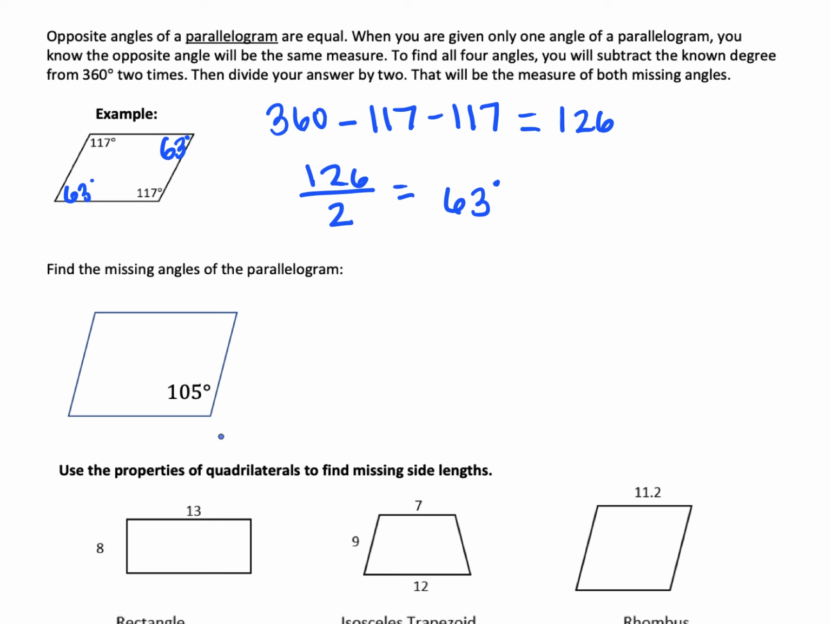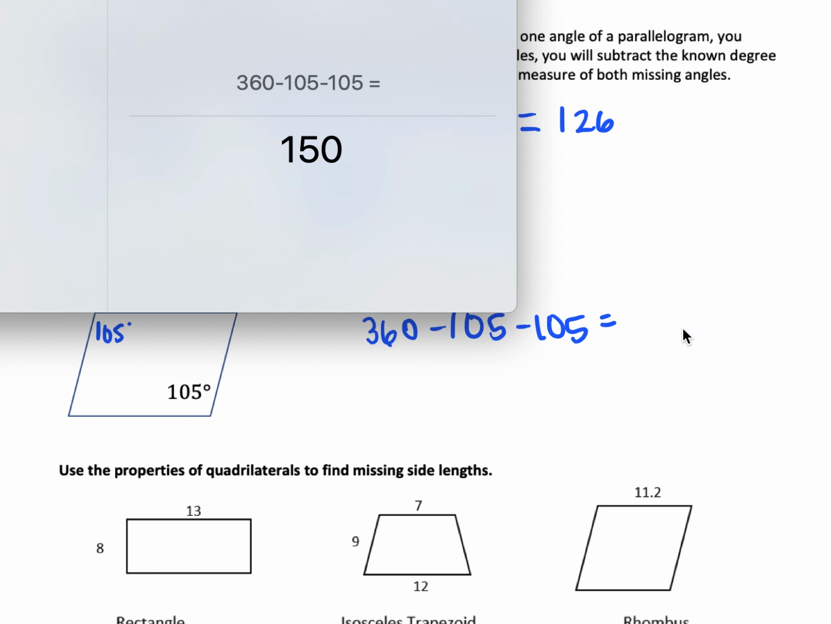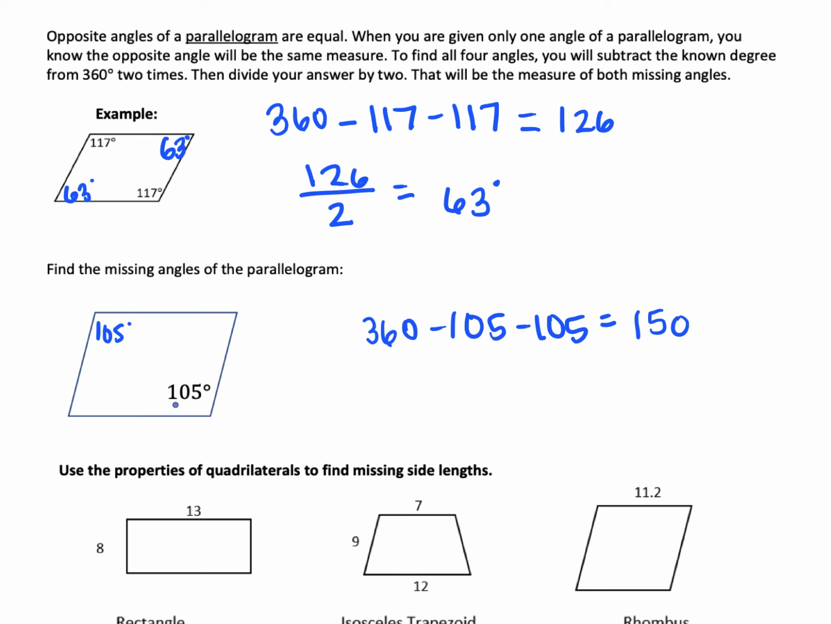If you want to try the next one on your own, you may. We have 105 here, which means the opposite angle will have to be 105. In order to figure out what's left over to split up, we have to subtract 105 from 360 2 times. So if we have 360 minus 105 minus 105, we get 150. That means that these 2 angles need to add up to 150. Since it's a parallelogram, they'll be congruent, so we can divide 150 by 2, and both of these missing angles here will be 75 degrees.